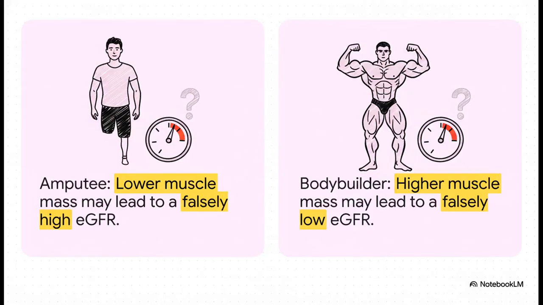This slide gives a really powerful clinical illustration. Take a patient with an amputation. They have significantly less muscle mass, leading to a low serum creatinine and a potentially falsely reassuring high eGFR. On the flip side, a bodybuilder's high muscle mass will produce a higher baseline creatinine, which might result in a falsely low eGFR, possibly triggering an unnecessary nephrology referral. It just underscores a crucial principle. Clinical context is everything when you interpret an eGFR.